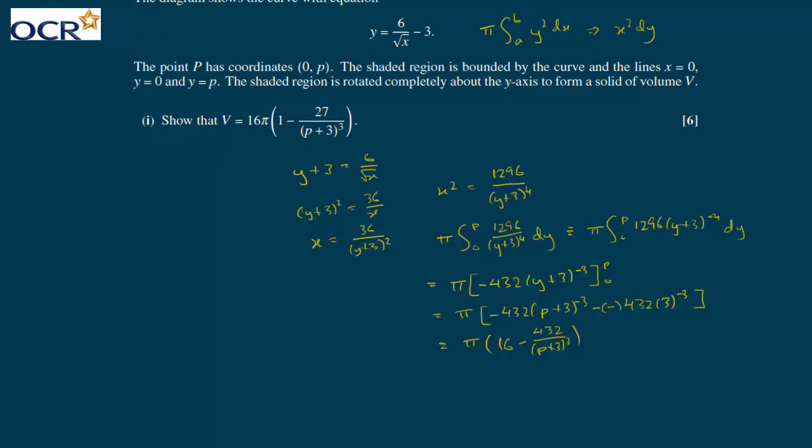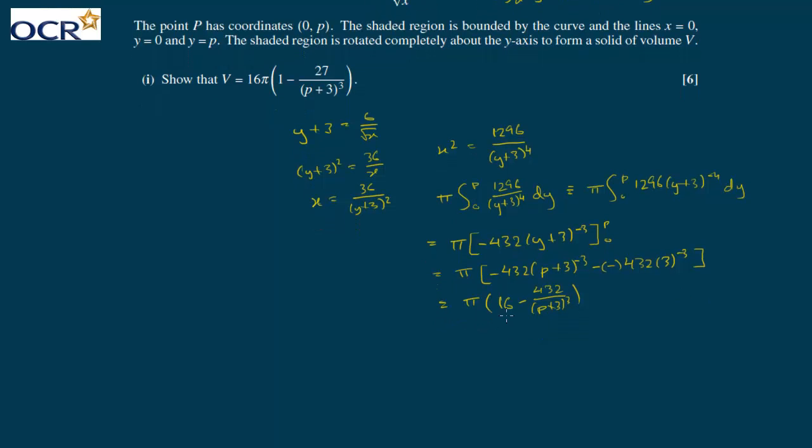So if I scroll down a little bit, all we need to do now is factorize out the 16. So you've got 16 pi lots of 1 minus 27 on p plus 3 cubed. And that's the final answer.